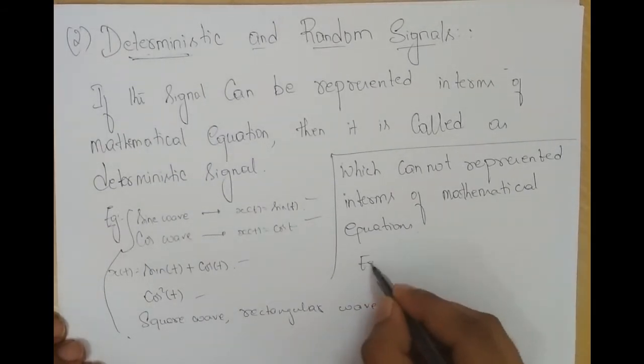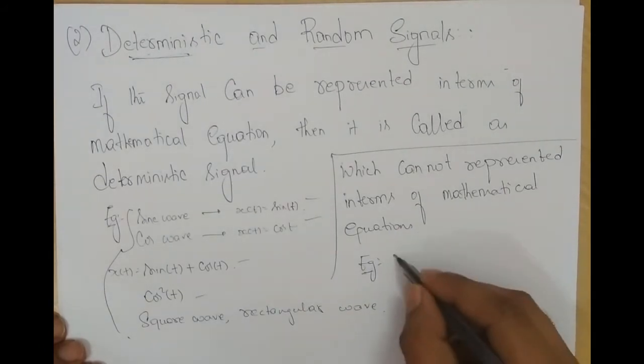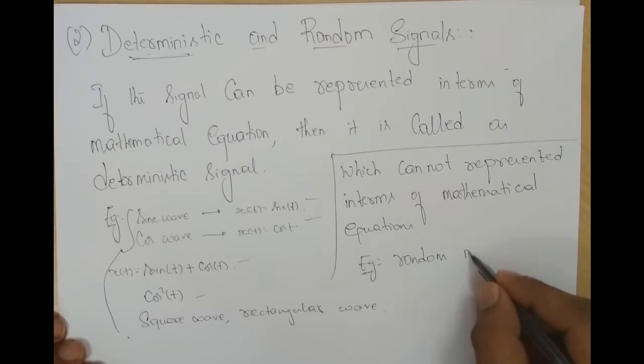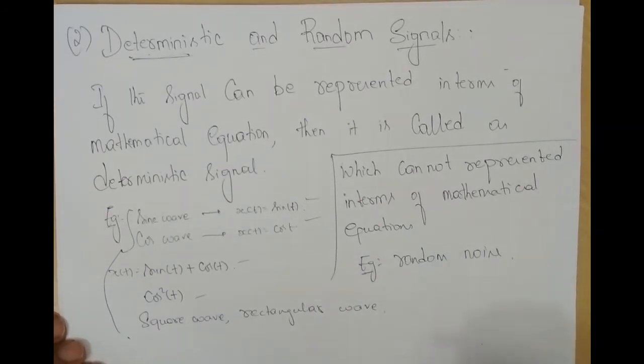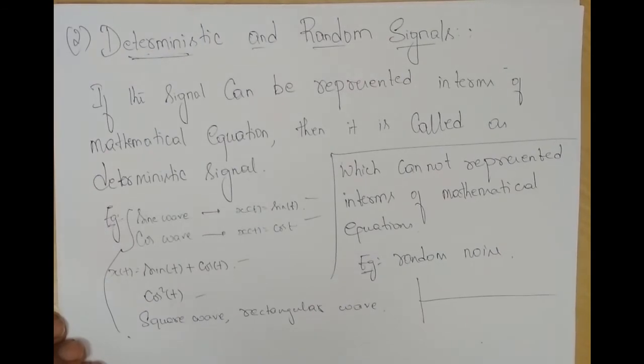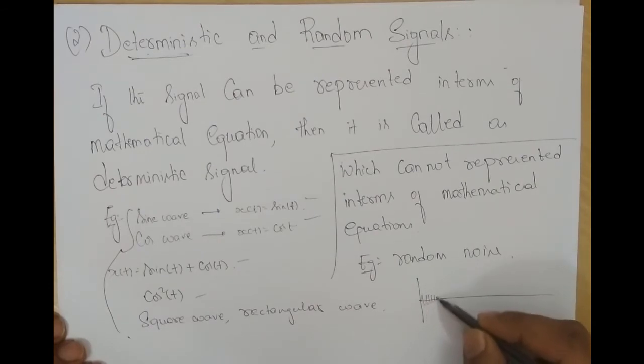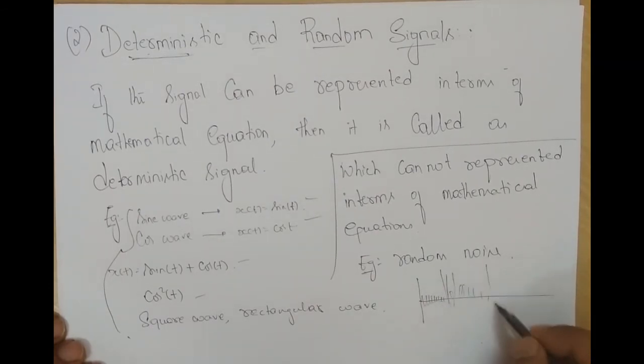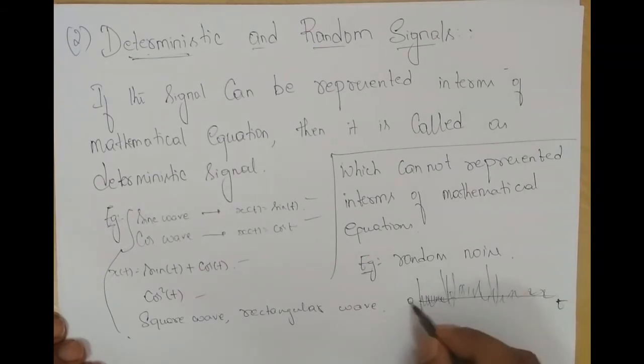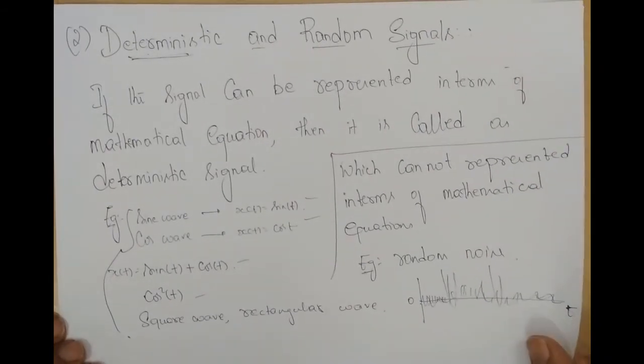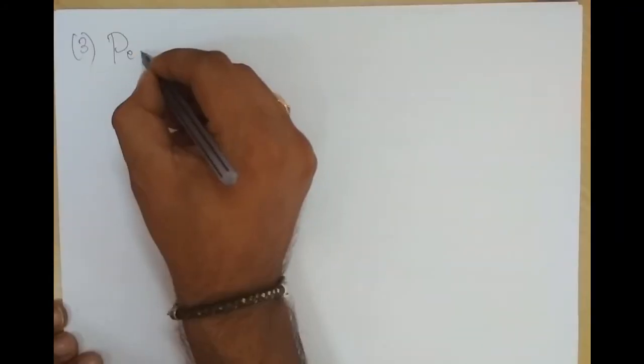And the example, how do I give you the example? Random noise. How does a random noise look like? If you have handled the CRO in your lab, if you just connect the probe and look at the display there, you get to see something like this, right? What are those? It's basically random noise. I cannot predict what's happening. I cannot say what's the amplitude at what time, right? So randomly it is varying. All these types of signals are called random signals.